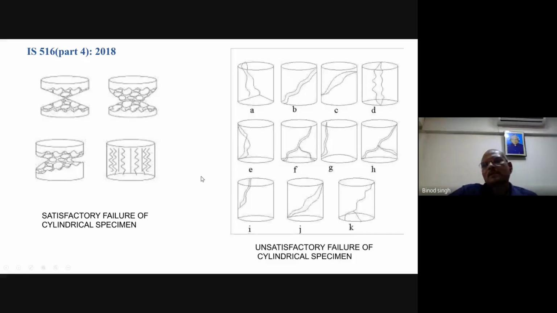Otherwise, if you are getting a crack like this, in that case we have to reject that cube. So that cube will not be considered in the report, you have to reject it. Because of the size of the machine or cutting, you may get this type of result. If the diameter to height ratio of the specimen is small, less than 1, then you can get this type of problem. Okay.